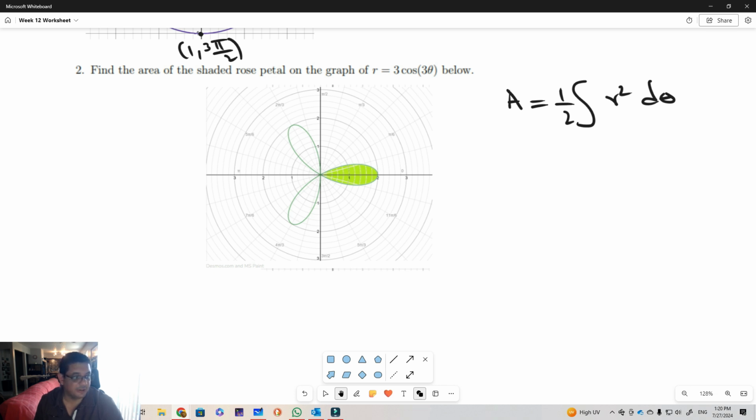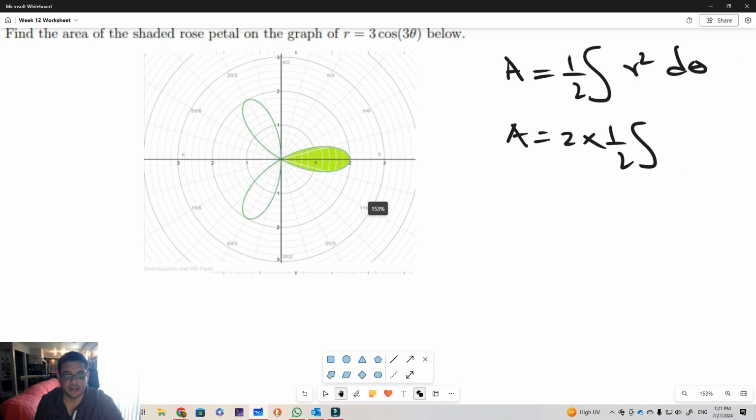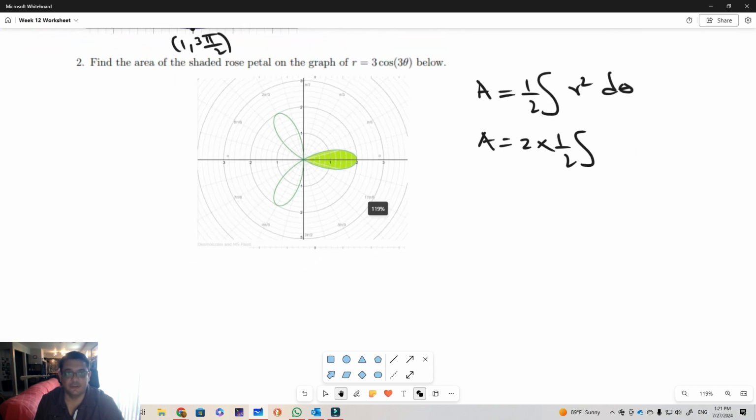So in particular, notice that I can just do this twice since it's symmetric. So I can just say, well, that's going to be equal to twice 1/2, and then the maximum that we're going to go with this petal is this line here, which is the pi over 6 line. And this is something that I can see graphically here, but you can take a look at how much it takes to complete a full turn in here.